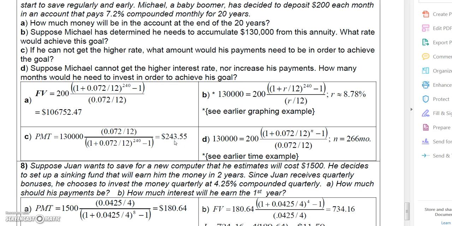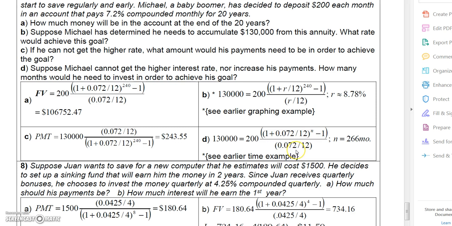$243.55 each month. Now the last way that we could consider him to get the $130,000 is, let's leave the payment at $200 a month, let's leave the rate at 7.2%, but let's increase the time. So we can go back to our future value formula and put in the $130,000 for future value, put in $200 for the payment, leave the rate as 7.2% divided by 12, and then N would be the unknown.